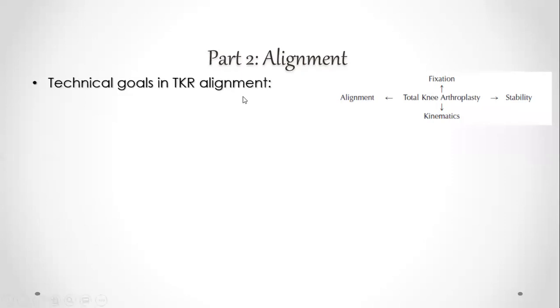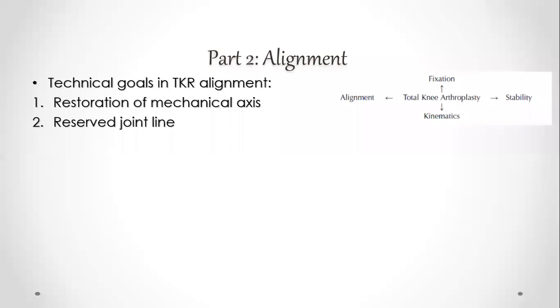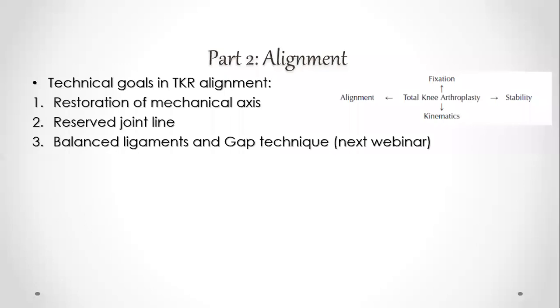So the goals of total knee replacement are restoration of the mechanical axis first, and we will talk about what the mechanical axis is, to preserve the joint line, and the balancing of the ligament and soft tissue, especially using the gap balance, because we know that the total knee is a soft tissue surgery, balancing in the use of bony cuts. It's not only bony cuts, it's balancing the soft tissue by and via the bony cuts. This will be in the next webinar.